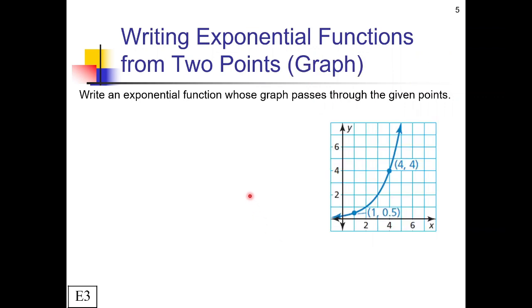Just to mix things up, this time around, we're going to do the same sort of process, but we're going to give you a graph with 2 points on it. So pause the video and see if you can come up with an exponential function for this graph.